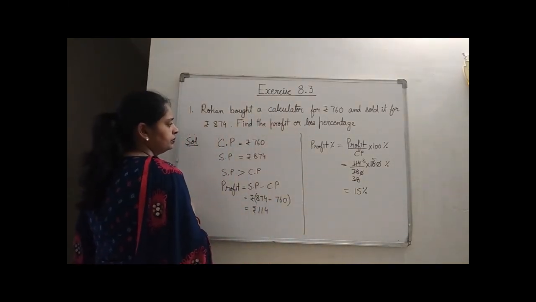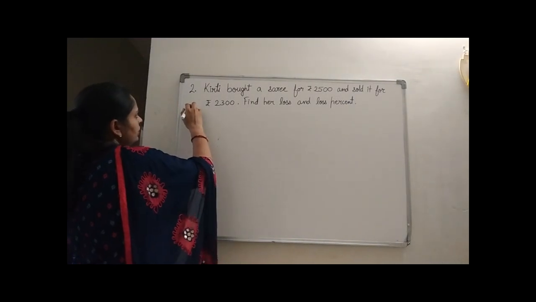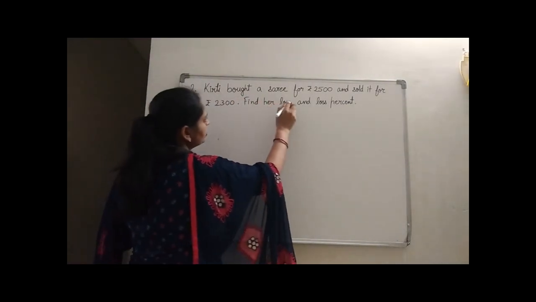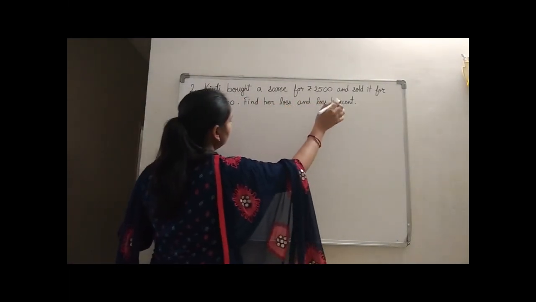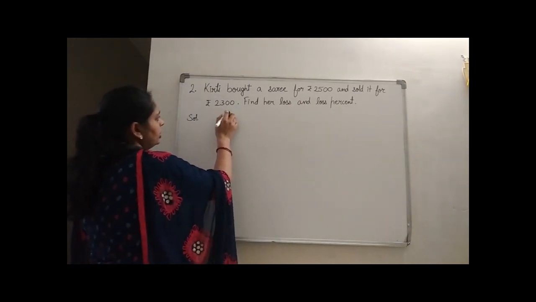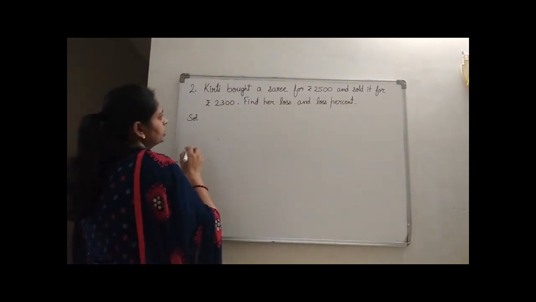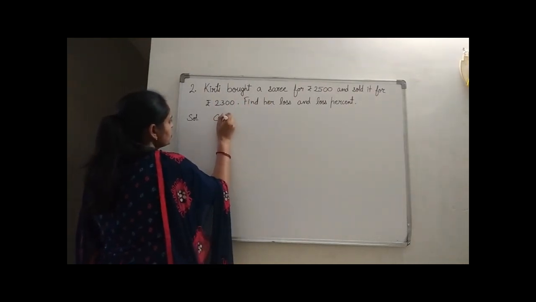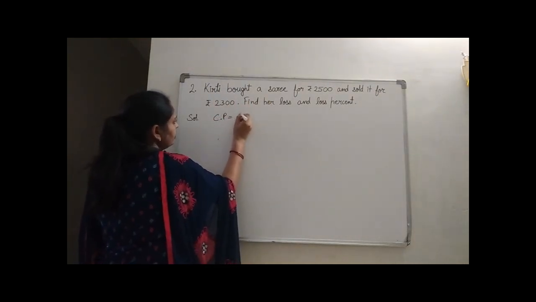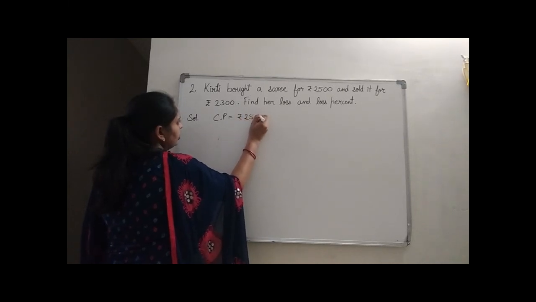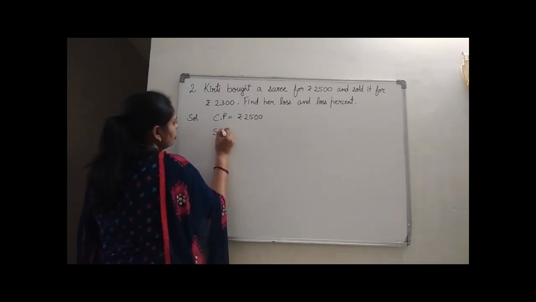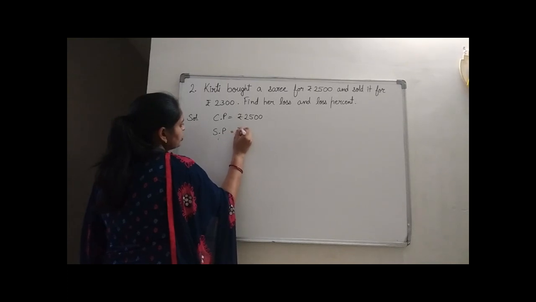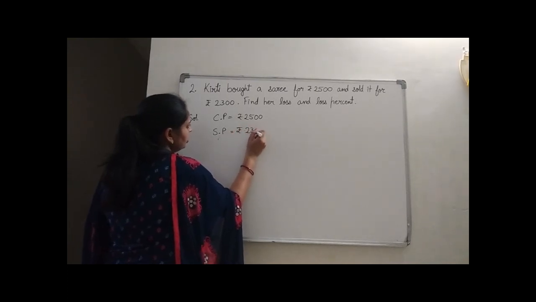Okay. Now see the second question. Kirti bought a sari for rupees 2500 and sold it for rupees 2300. Find her loss or profit percent. Now see, she has bought for rupees 2500, so we are having cost price of rupees 2500 and sold it for rupees 2300. So selling price is 2300.